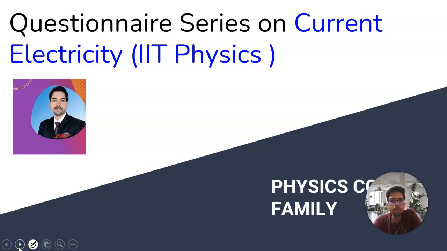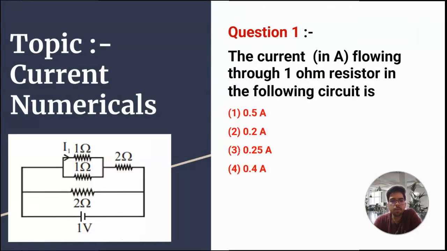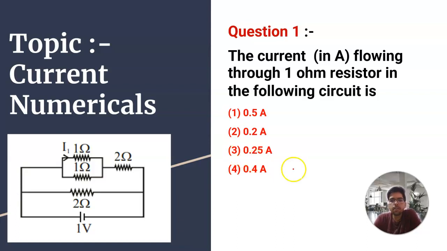Let's solve the first numerical. The current in the 1 ohm resistor. They are asking how much current is passing through the 1 ohm resistor in the following circuit.